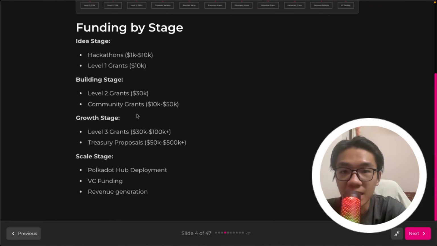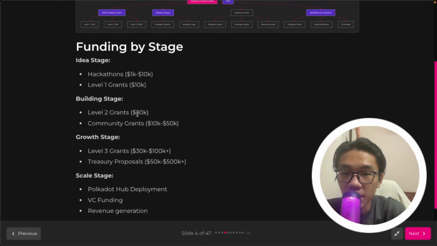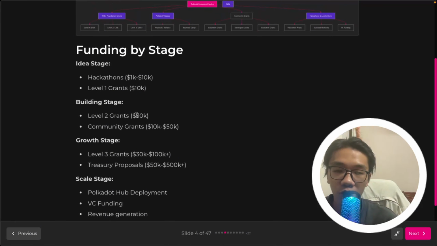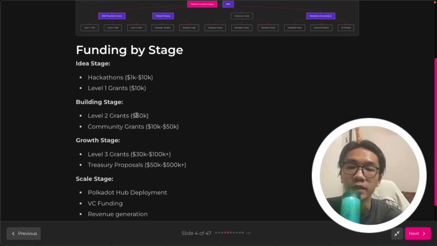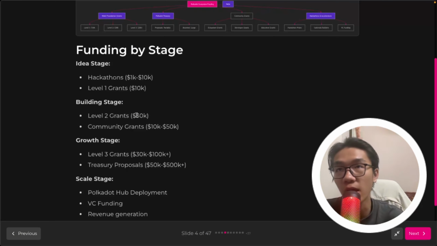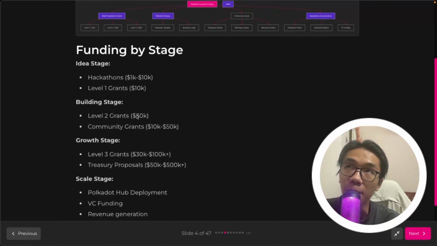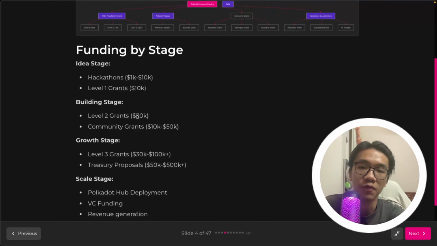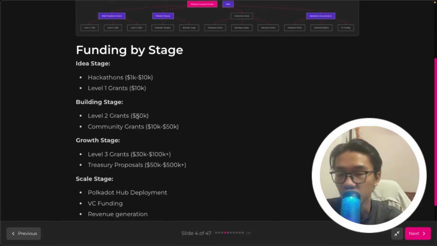Now for the funding by stage, in the idea stage, there are a few options. First, attending a hackathon can secure you around 1K to 10K in grants, if you have a good idea and good execution. Then the Level 1 grant, around 10K from the Web3 Foundation grants, is also a good starting point. Then you can also apply your project to the Polkadot Treasury through OpenGuild. In that way, you can apply for a small spender, which takes around just a few K, which is also a good number for starting your idea on Polkadot.